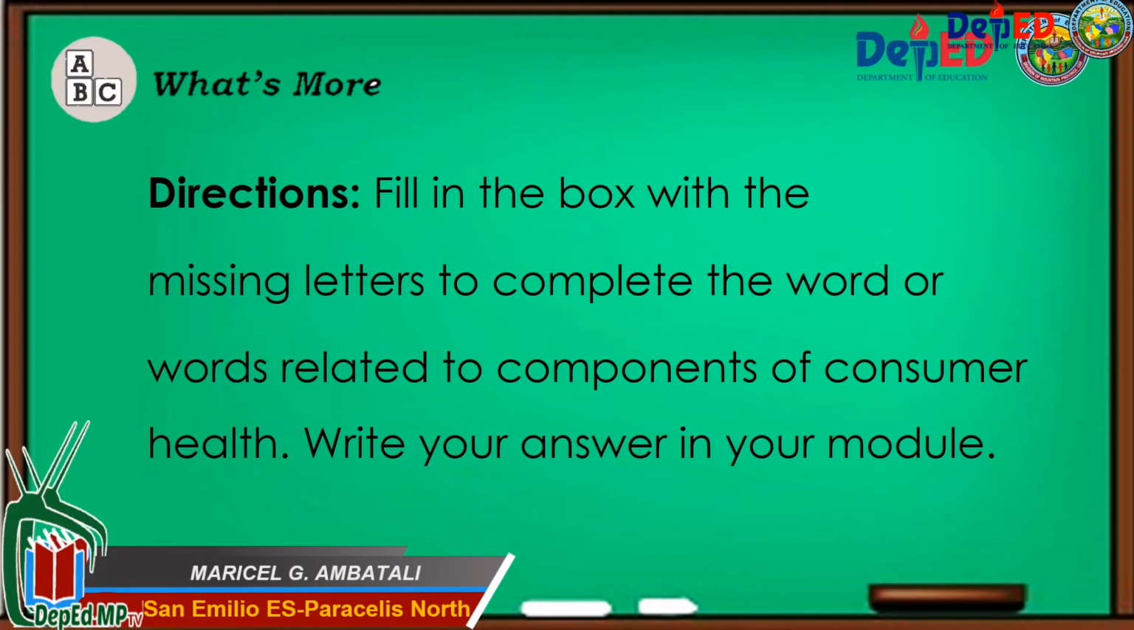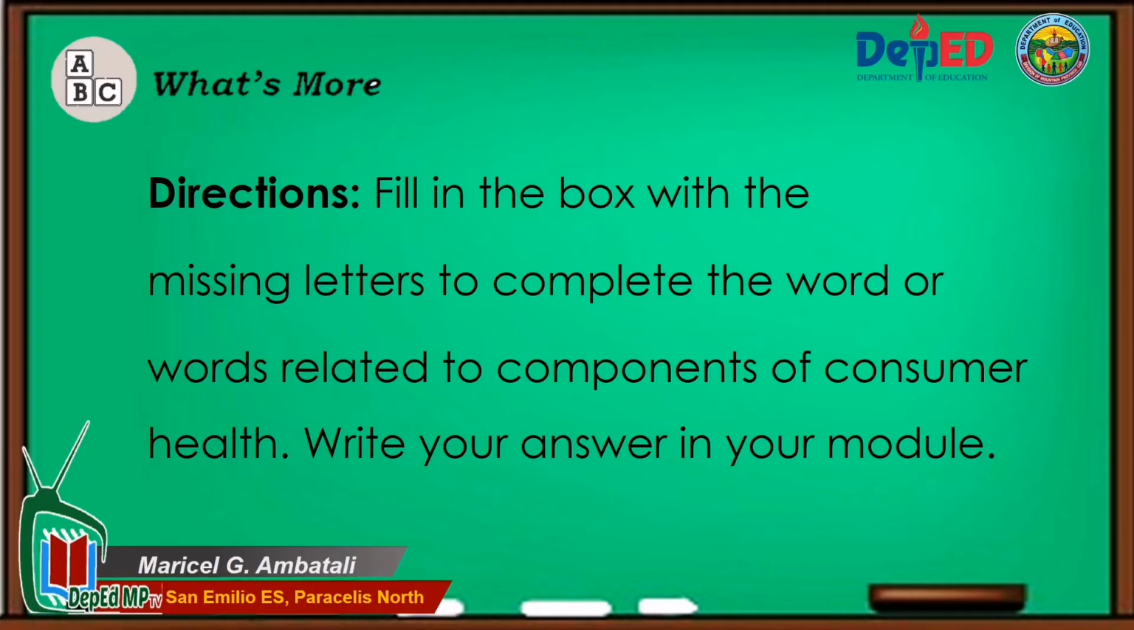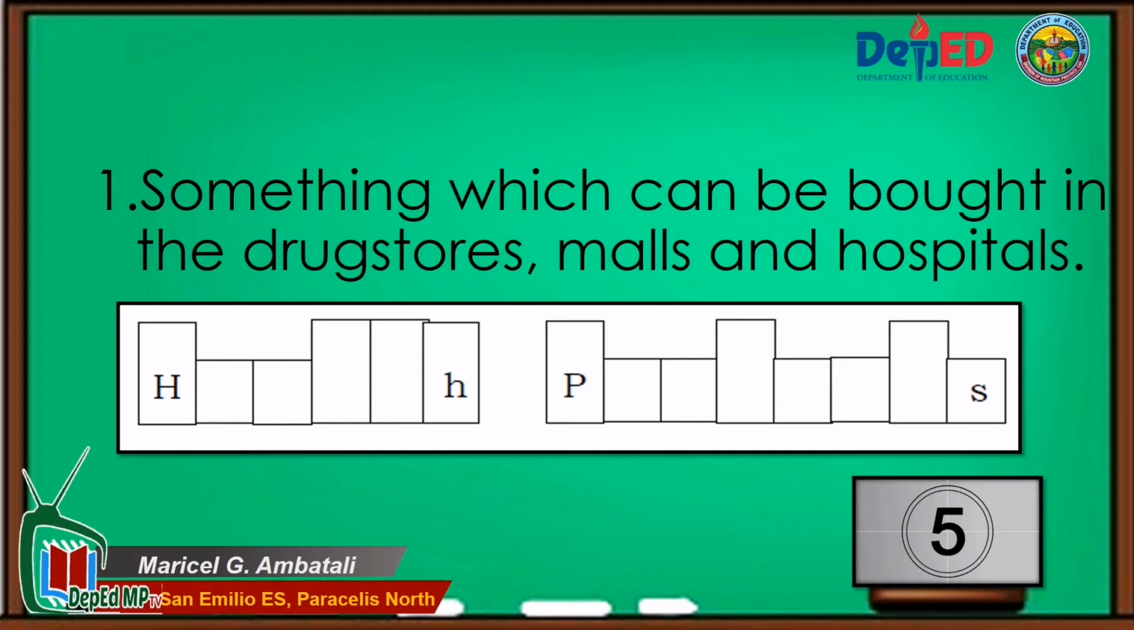Directions. Fill in the box with the missing letters to complete the word or words related to components of consumer health. Write your answer in your module. Number 1. Something which can be bought in the drugstores, malls, and hospitals.